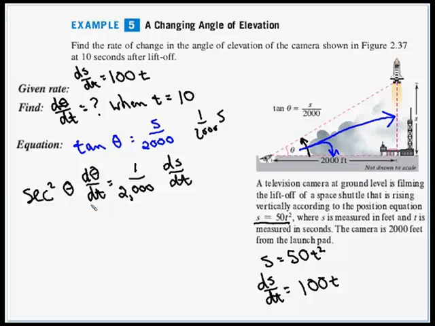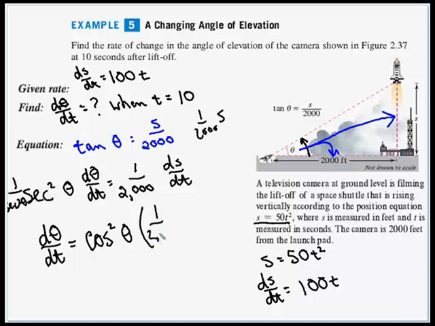So I want to isolate that. How do we get rid of secant squared? Well, I can multiply both sides by 1 over secant squared, and that would cancel that out to a 1. And another way to write 1 over secant squared is cosine squared. So I'm going to have my d theta dt is equal to, I'm going to multiply this side times cosine squared. So now I have a cos squared theta over here, and then I have my times 1/2000th, and then I have my ds dt.